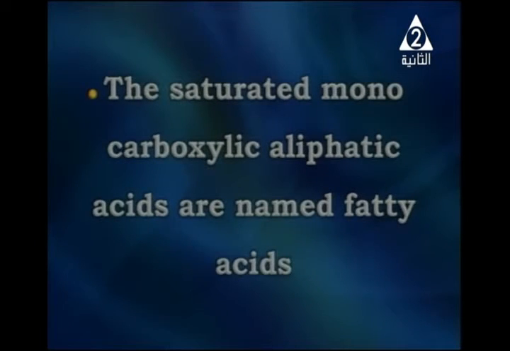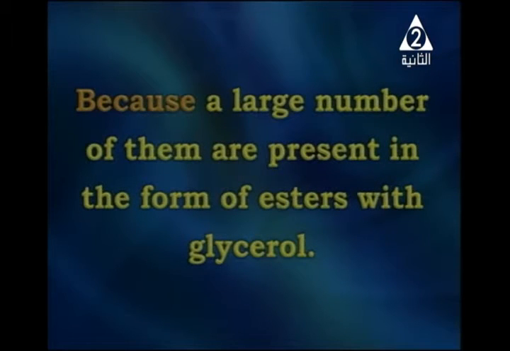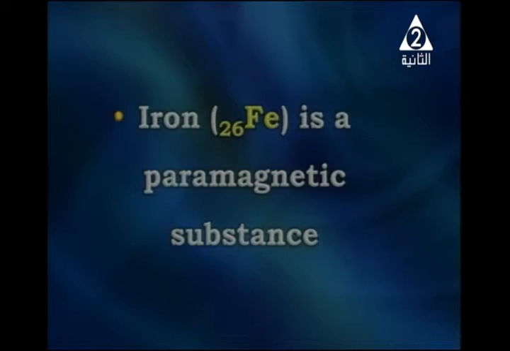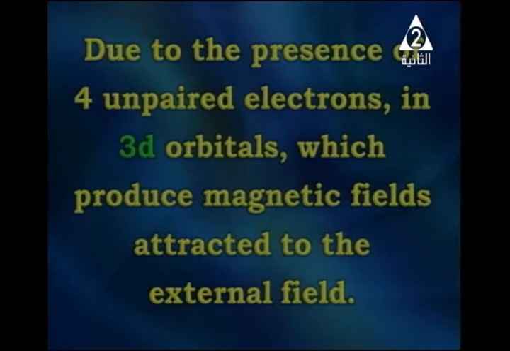Next point, the saturated monocarboxylic aliphatic acids are named fatty acids because a large number of them are present in the form of esters with glycerol. Next point, iron is a paramagnetic substance. The reason for that, due to the presence of 4 unpaired electrons in 3d orbitals, which produce a magnetic field attracted to the external field.